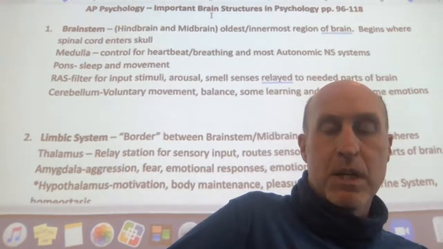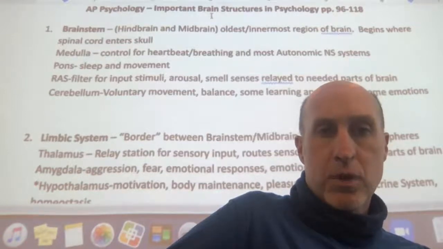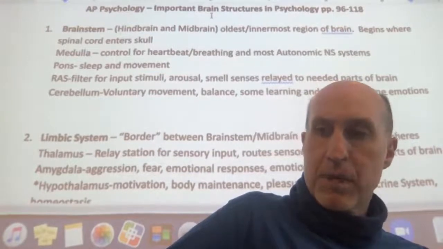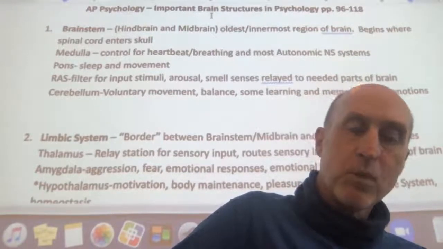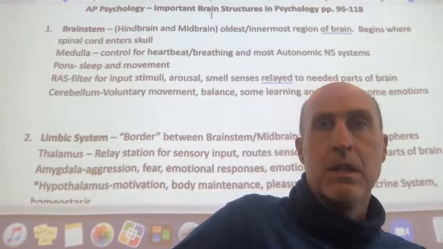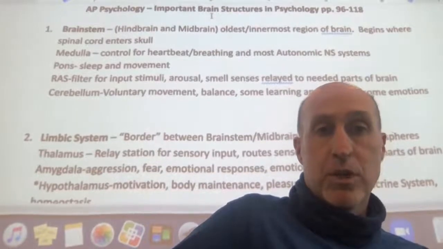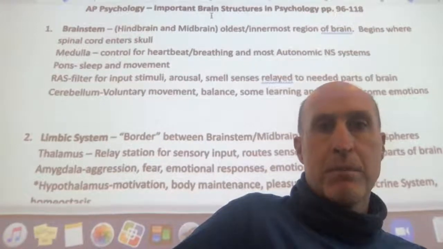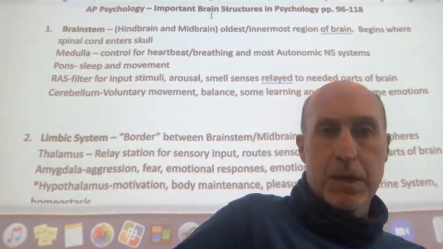So today we're going to talk about the important structures of the brain that relate to psychology, which are in your textbook, and then also just the differences between the male and female brain, once we have a context on the important structures to psychology. So I'm going to be going over pages 96 to 118 in your book.